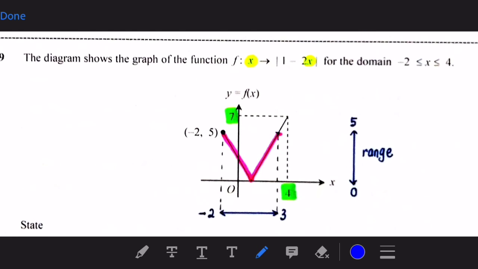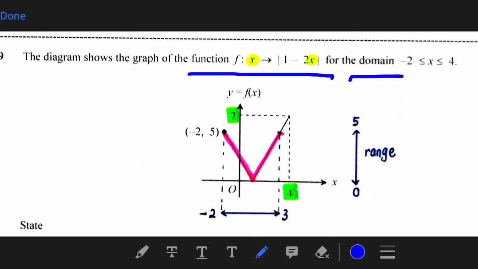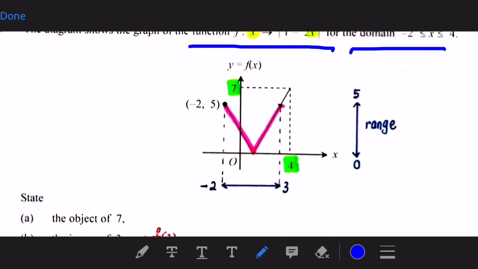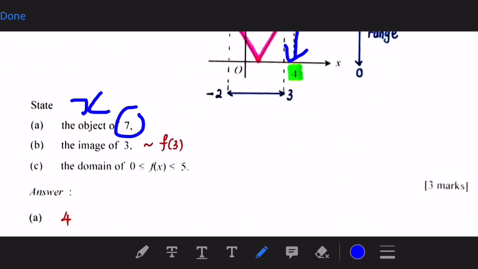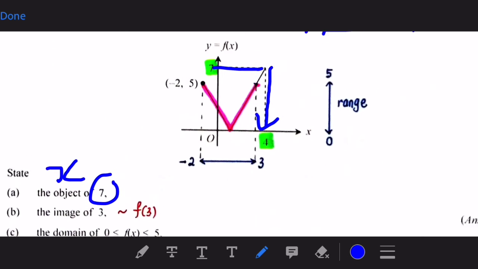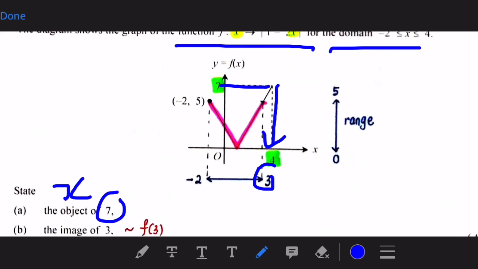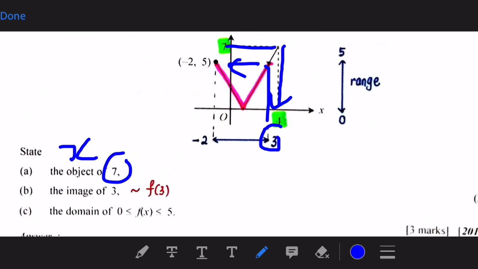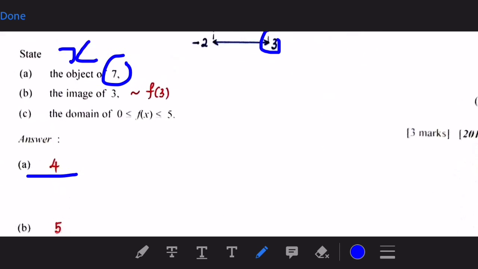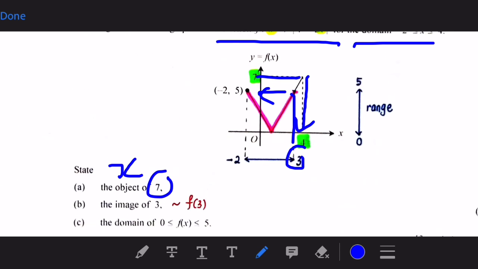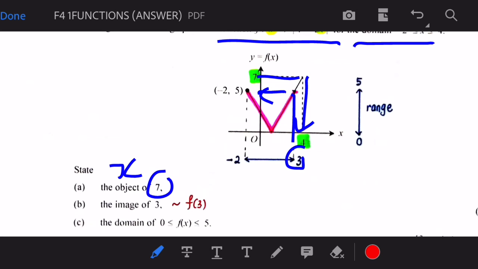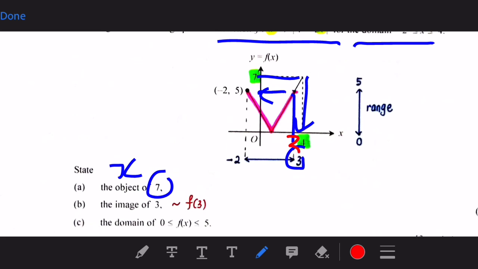Okay, for this one, let's see. The diagram shows the graph of the modulus of 1 minus 2x for the domain negative 2 to 4, inclusive of negative 2 to 4. The object of 7, object means we want to find x when given the y. So let's see the 7 here. We will find the x corresponding to the 7. So it's 4. The image of 3 means we will study here. This is 3. We will find the image here. The image of 3, f(3), we can see obviously is 5, right? Let me highlight it. It's here, the 3 is here, corresponding to 5. So this is the image 5.